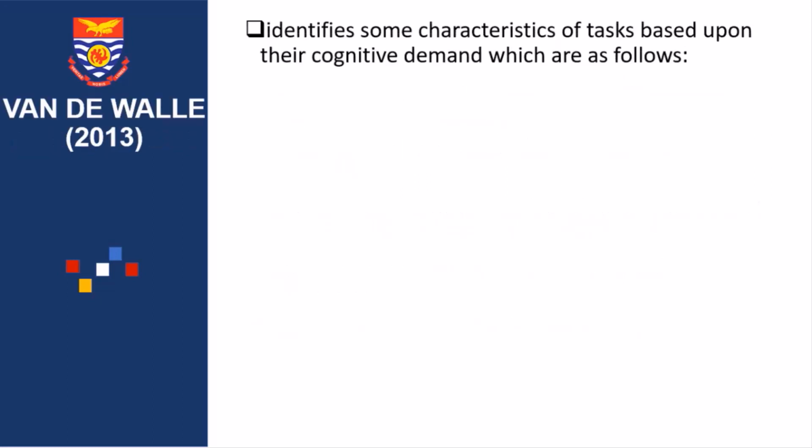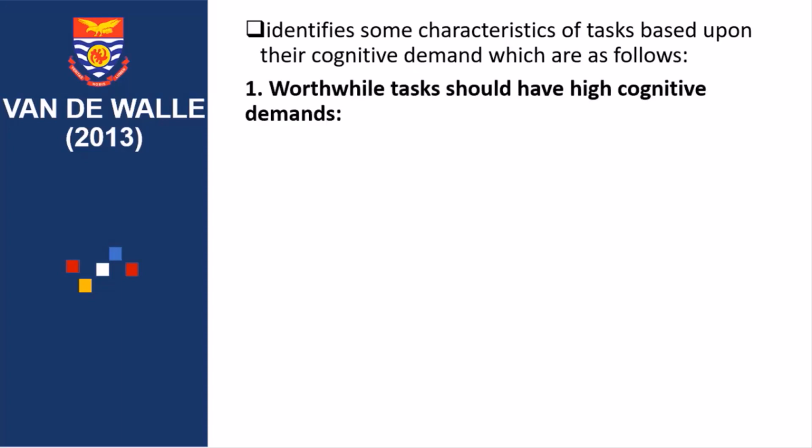And we are going to look at Van de Walle 2013, who identifies some characteristics of tasks based upon their cognitive demand. So we are going to look at 2 experts in the field, and the first person we are going to look at will be Van de Walle, who proposed some characteristics of tasks based on students' cognitive demands in 2013. So the demands are as follows.